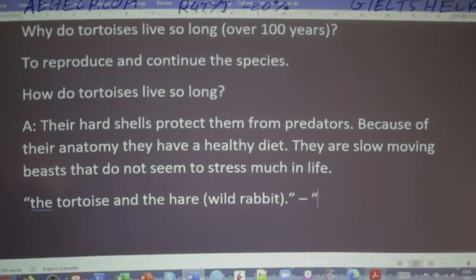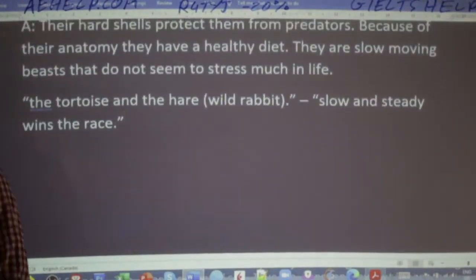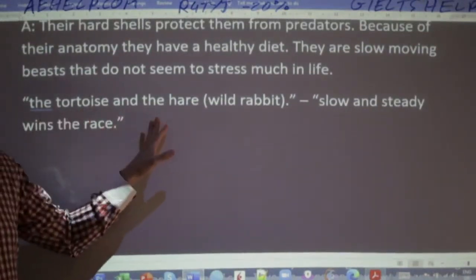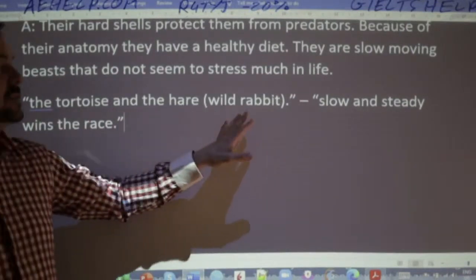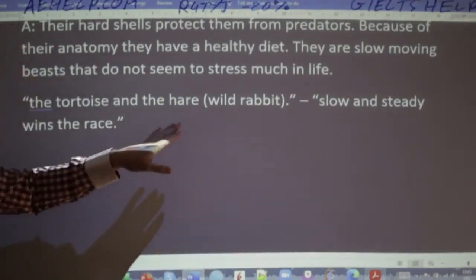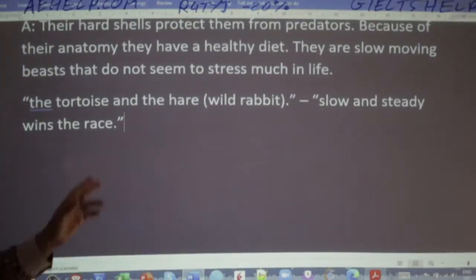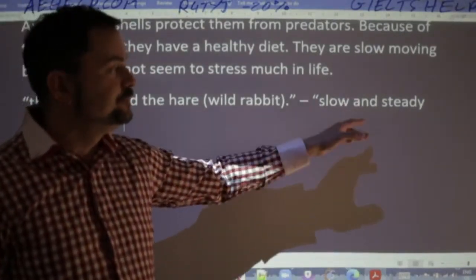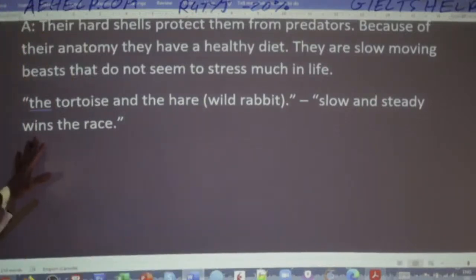So an expression or an idiom that you might hear or might have heard in English is slow and steady wins the race. Okay. So the tortoise, unlike the hare, just keeps slowly moving forward and forward. And of course, in the story, the rabbit has such a big ego that it falls asleep thinking that there's no way that the tortoise can win the race. And the tortoise just keeps going and eventually wins the race. And hence you have this expression in English, slow and steady wins the race.